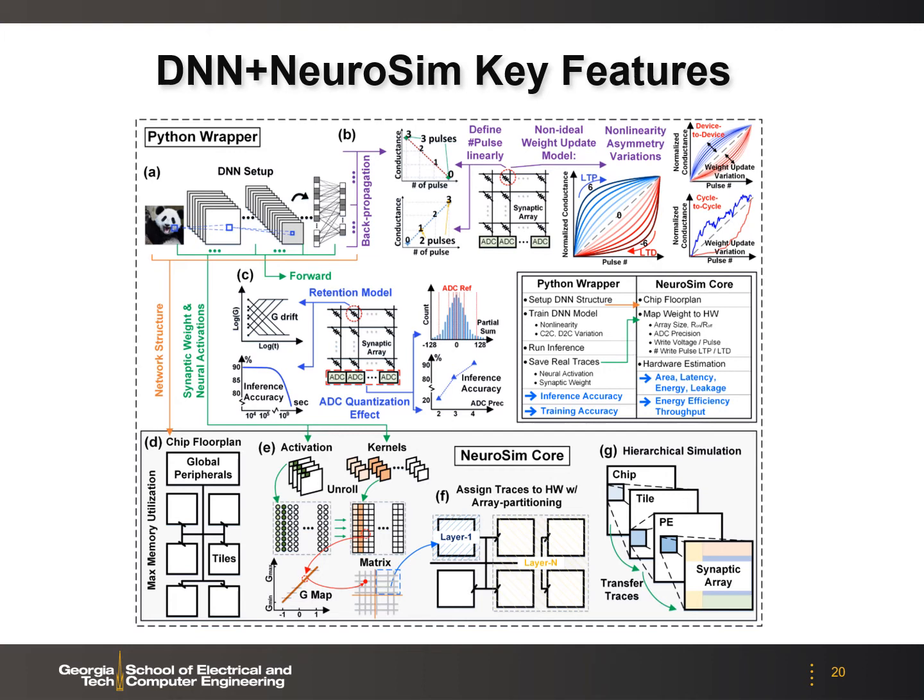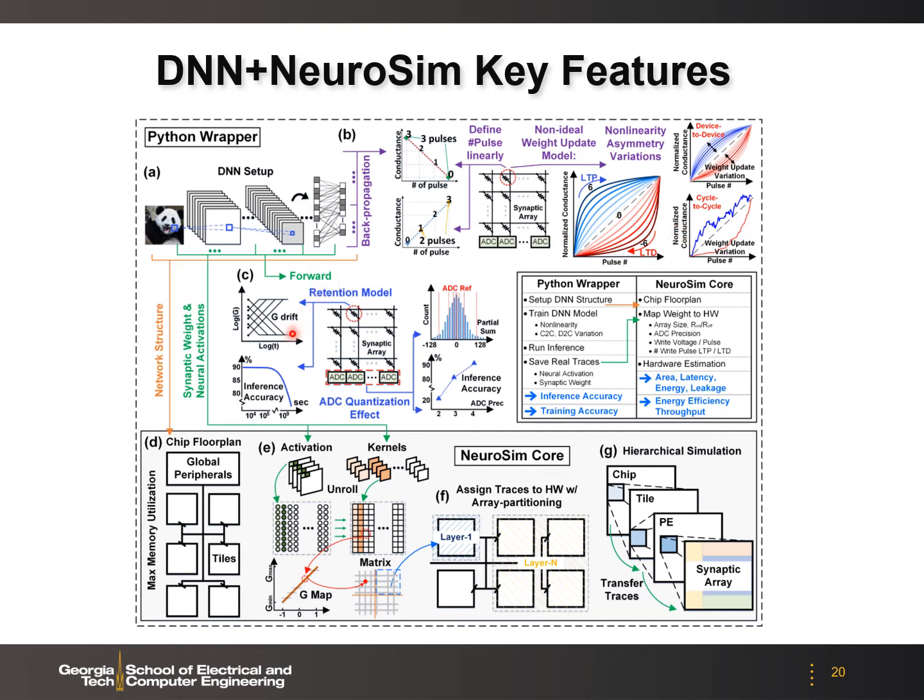So in the Python wrapper, we can define the neural network model, and then in the backpropagation stages, we can model the non-ideal effects of the synaptic devices. For example, here we have this weight update behaviors following the blue trajectory for weight increase and red trajectory for the weight decrease. So this is asymmetry in the weight updates. And also we can have the device-to-device variation and cycle-to-cycle variations when we program the devices. All of those may negatively impact the training accuracy.